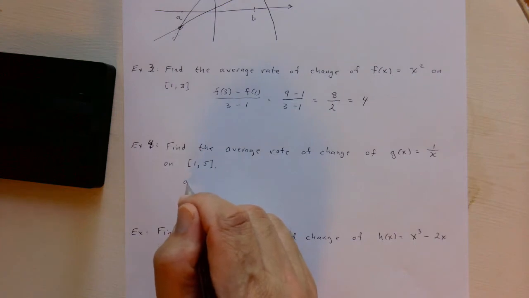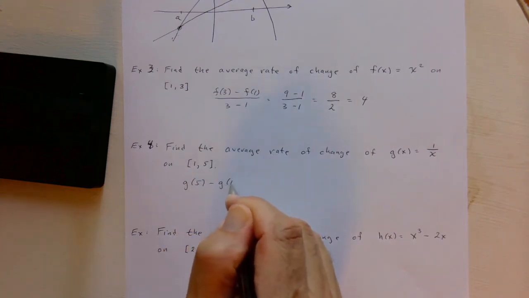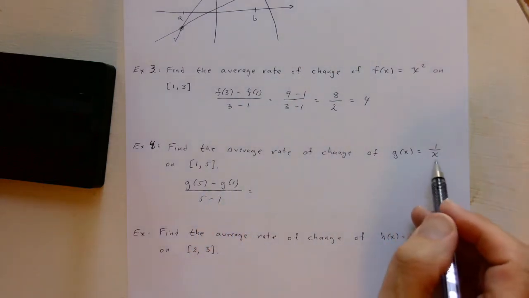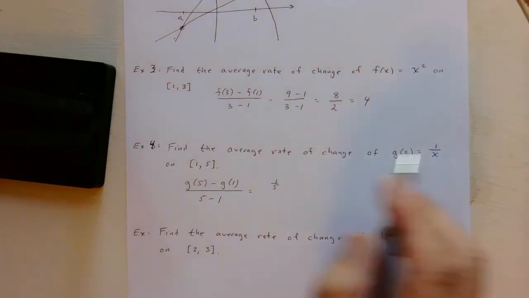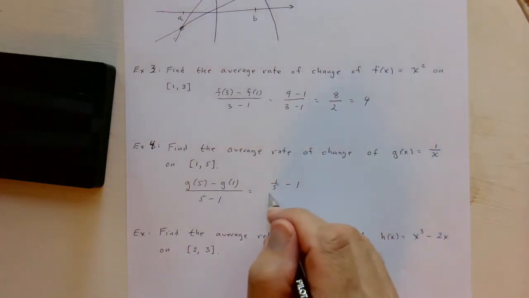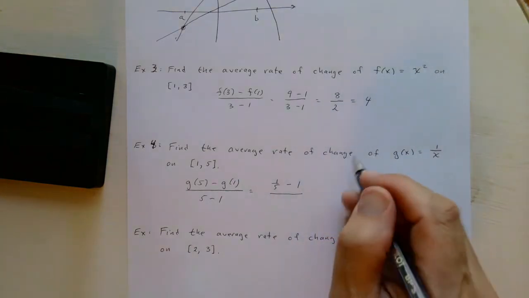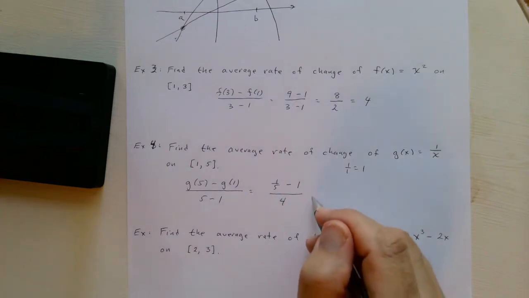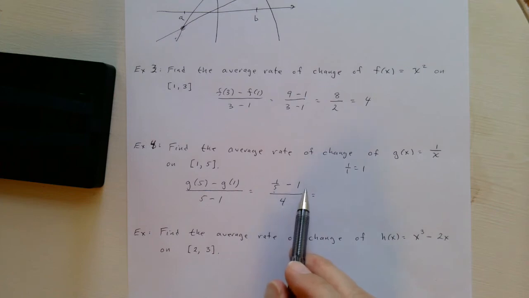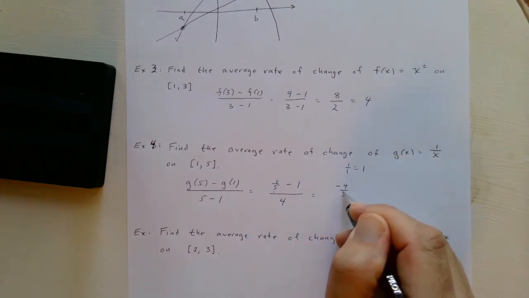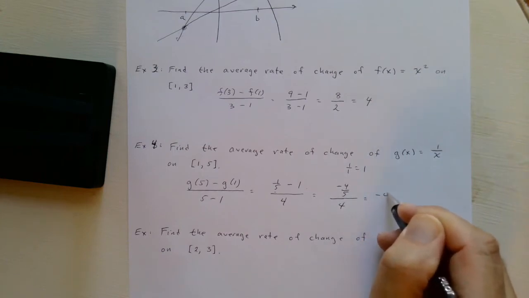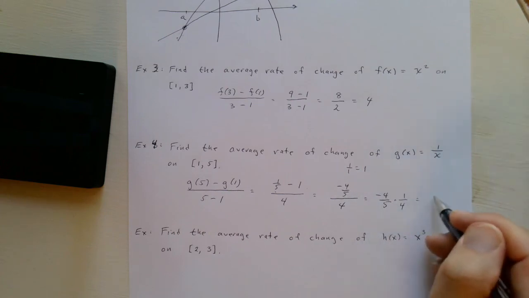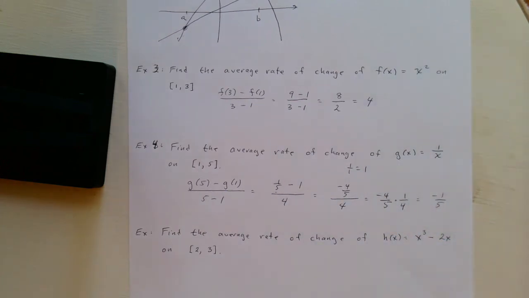This would be g of 5 minus g of 1 divided by 5 minus 1. Plug in 5, we get 1/5. Plug in 1, we get 1, because 1 over 1 is 1. And 5 minus 1 is 4. Do a little subtraction: 1/5 minus 5/5 is negative 4/5. And this is the same thing as negative 4/5 times 1/4. The 4's cancel, and we get negative 1/5.